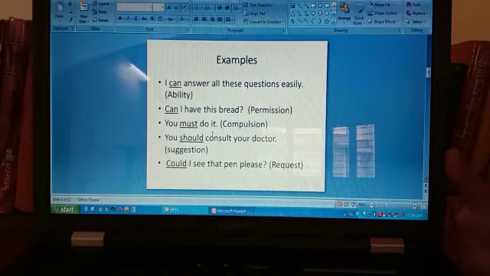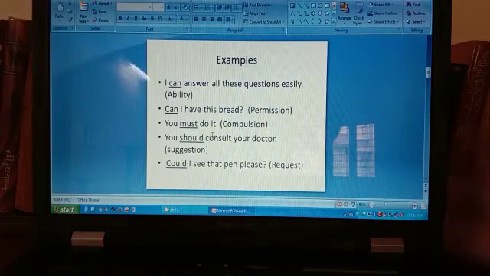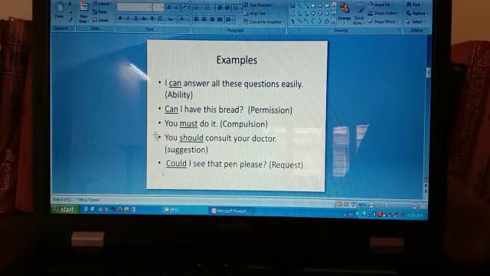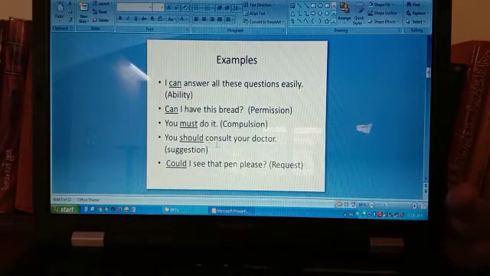Can I have this bread? Now in this sentence, the speaker is asking or seeking permission for something. You must do it. Here, the speaker is compelling somebody to do something. Here, you should consult your doctor. Here, the speaker is giving some suggestions.